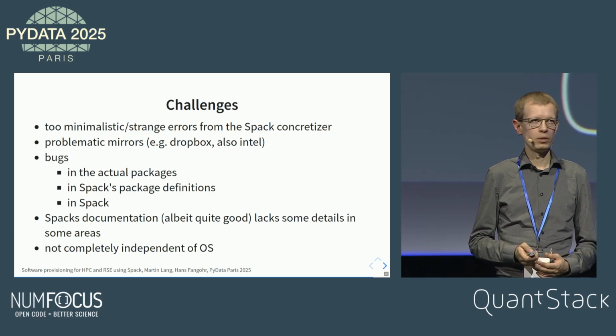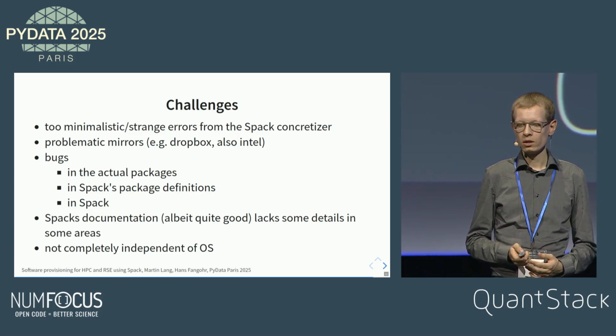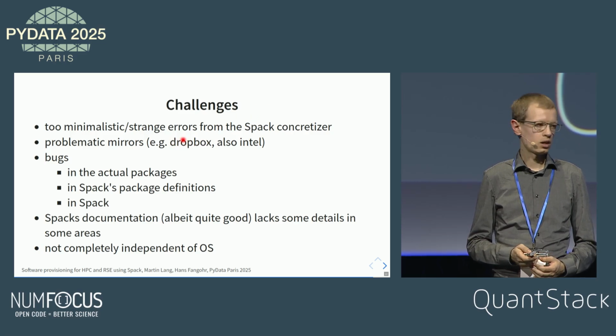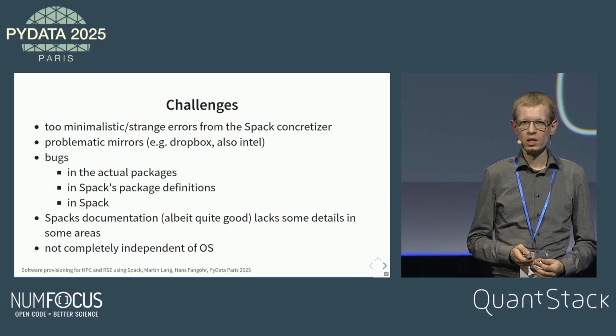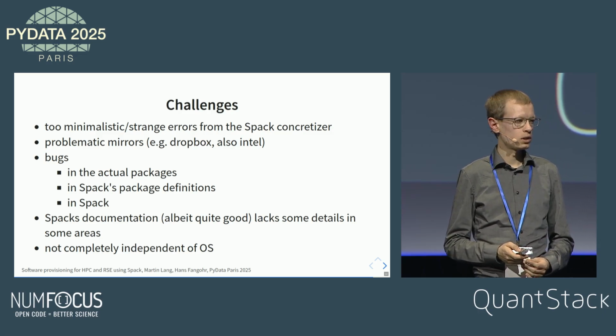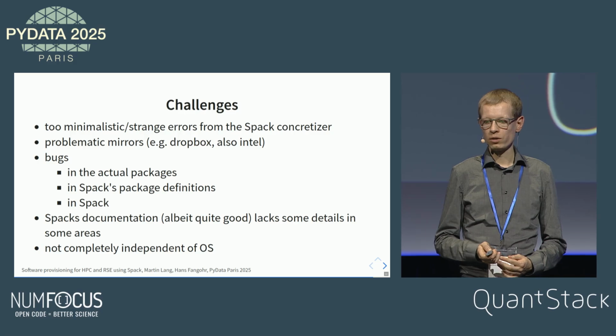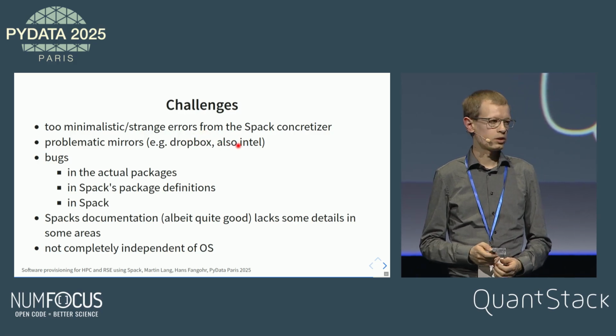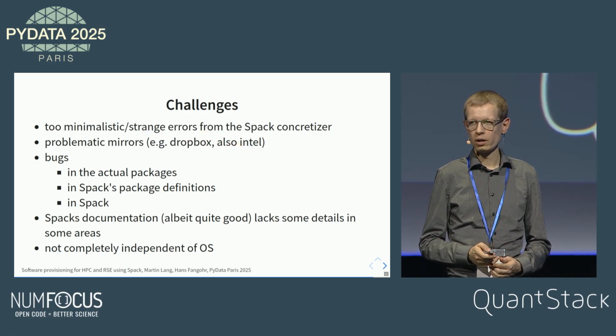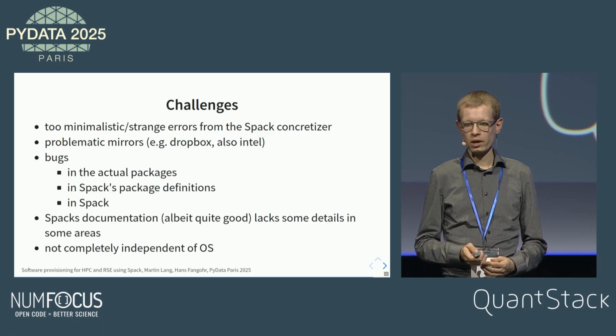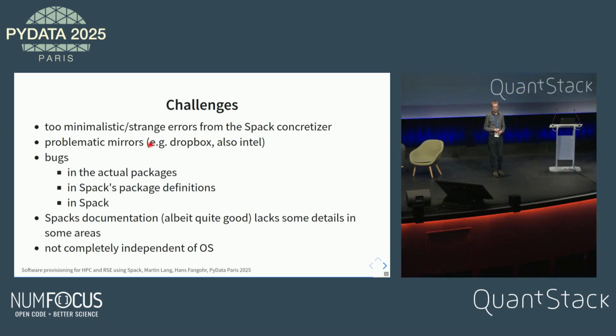Then there are some problematic mirrors. For example, we repeatedly observed that some people distribute their software on Dropbox, and we hit some download rate limits, so we couldn't download any longer towards the middle of the month or so. Also the Intel mirror, where Intel distributes its own software, compiler and MPI and so on, is a bit flaky. There are of course bugs everywhere. Most problematic are bugs in the actual packages, which we sometimes cannot work around without help from the upstream maintainers.